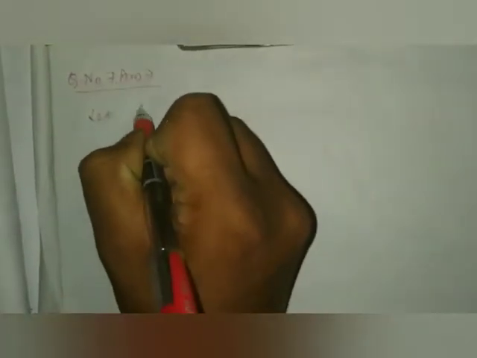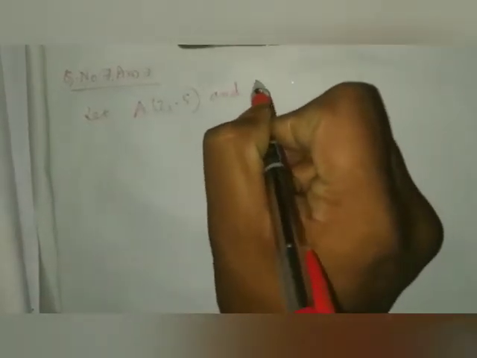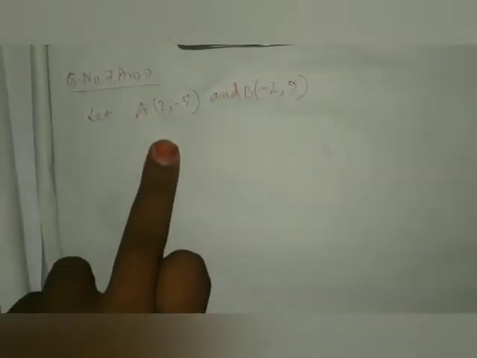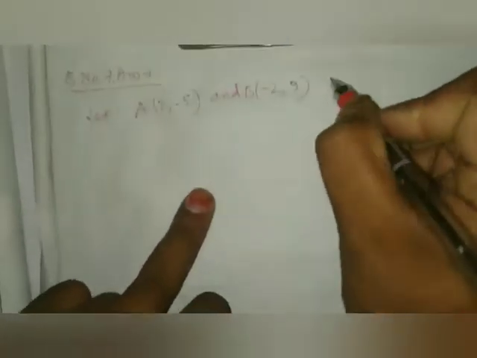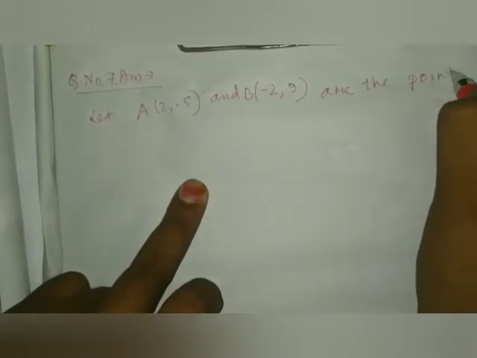Let us read the question again. Find the point on the x-axis which is equidistant from (2, -5) and (-2, 9). Let this be A (2, -5) and this is B (-2, 9). These are the two points given.